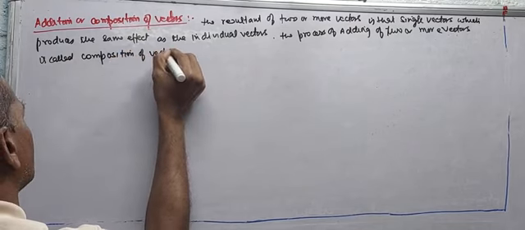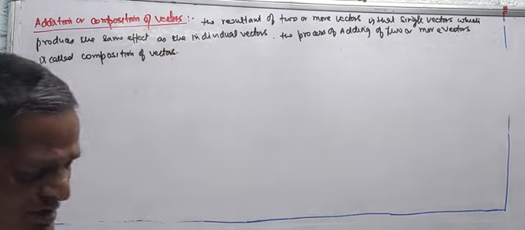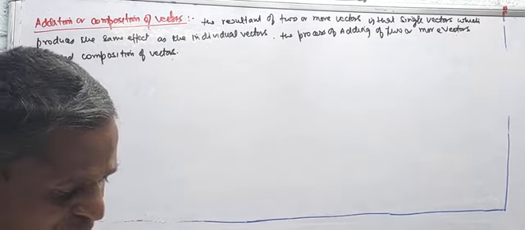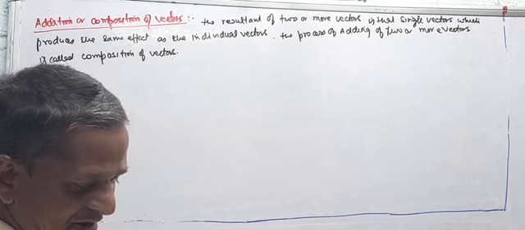Composition of vectors. दो या दो से अधिक वेक्टर को जोड़ने की प्रक्रिया composition of vector कहलाती है.